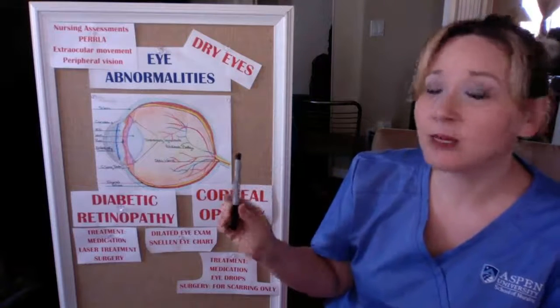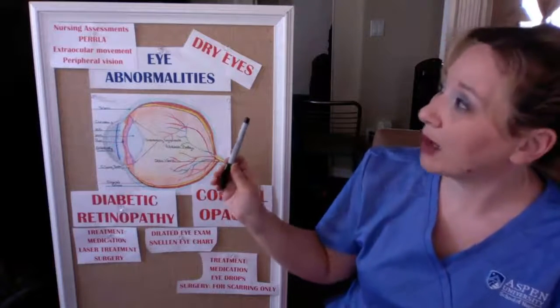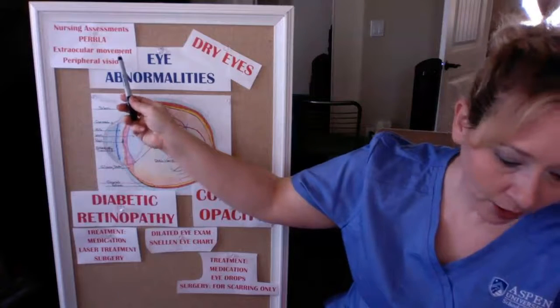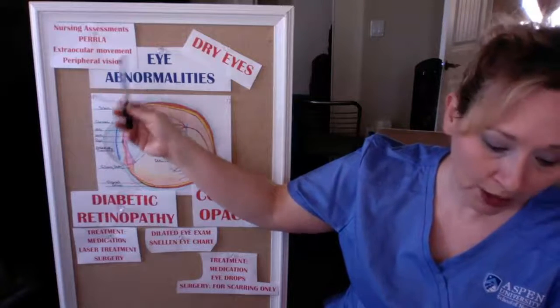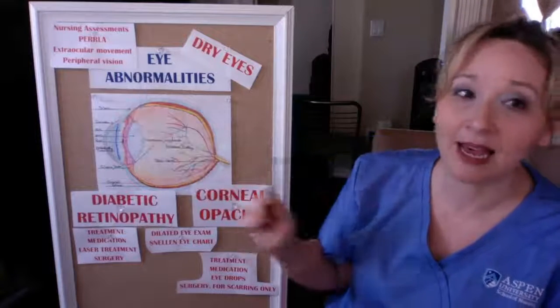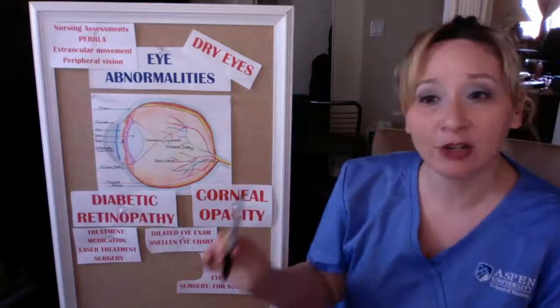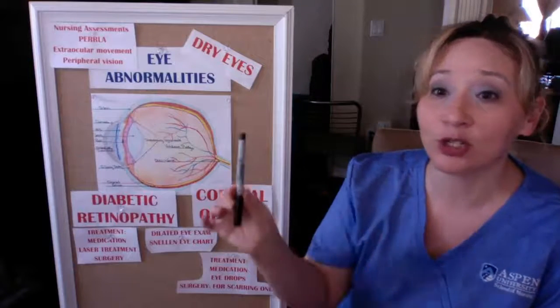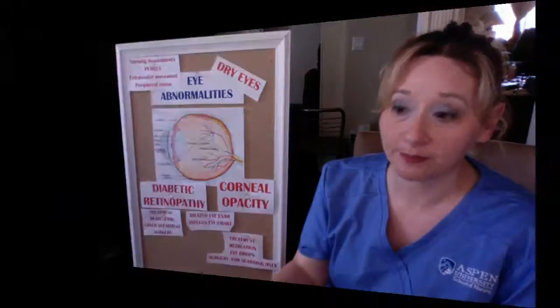Some nursing assessments that are good for all eye abnormalities is to take a look at the pupils. Make sure that the pupils are equal, round, reactive to light, and have accommodations. Check the extraocular movement and be sure to check the peripheral vision.